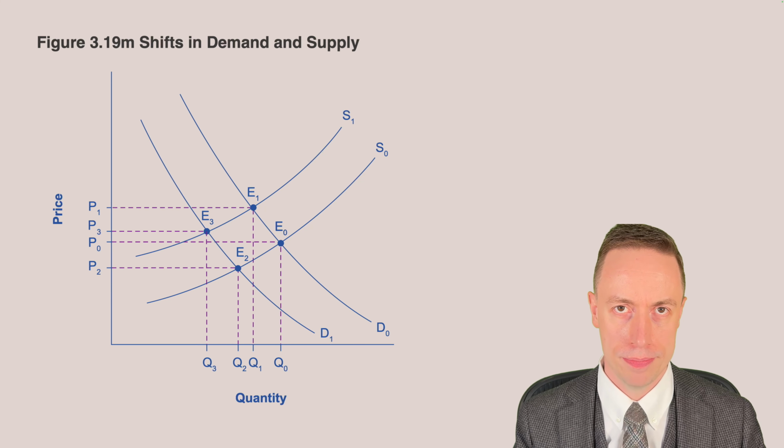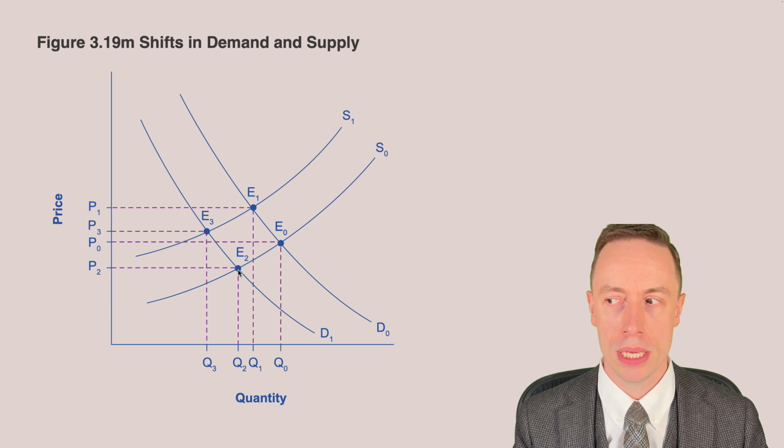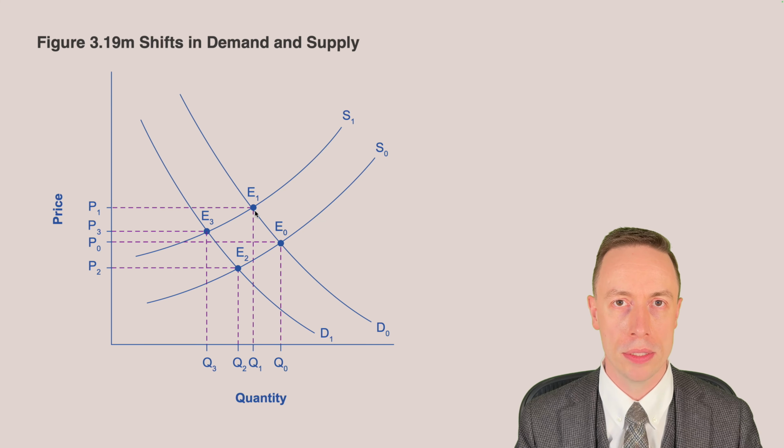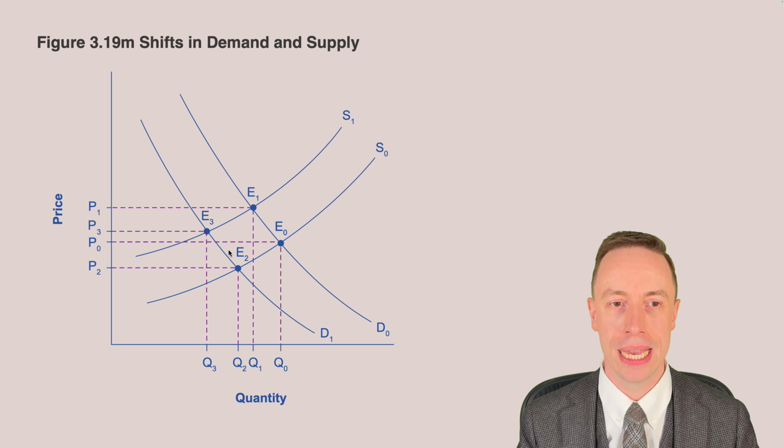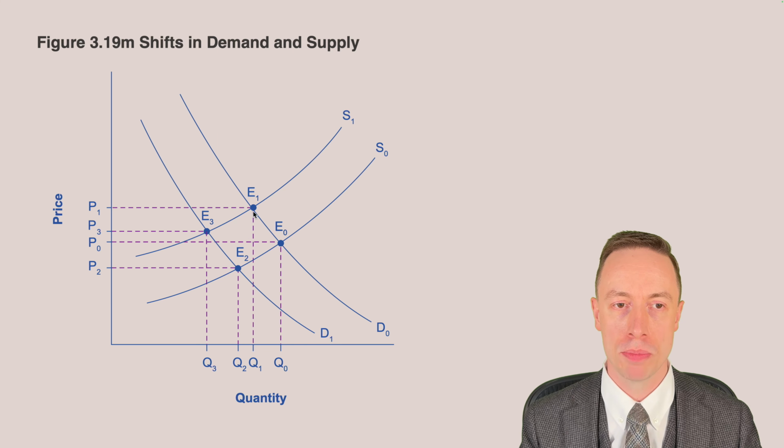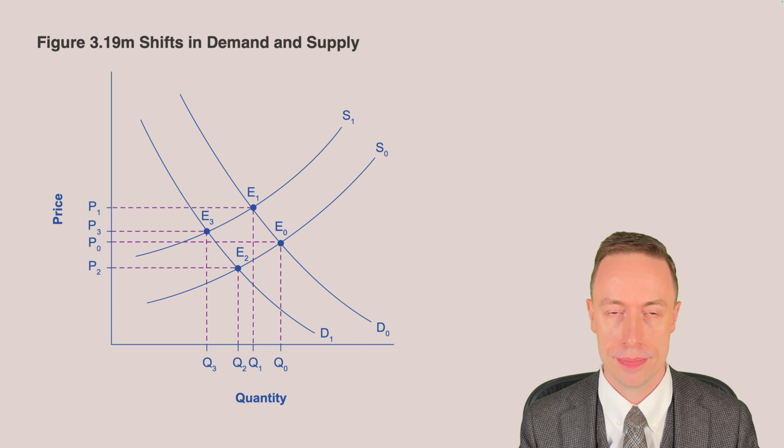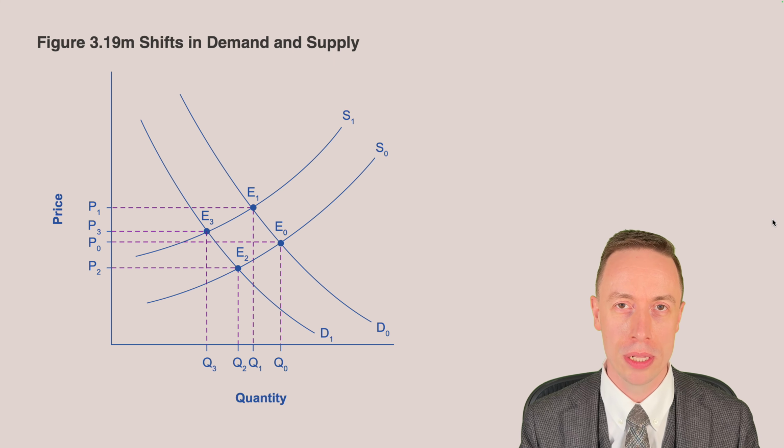Let's do one more. Going the other way, from E2 to E1. We can have a decrease in supply mixed with an increase in demand. Both of those tend to raise price. Price is definitely going up. Quantity, uncertain. As you gain practice with this model, you will start to be able to distinguish between what you can predict with certainty and what you cannot.